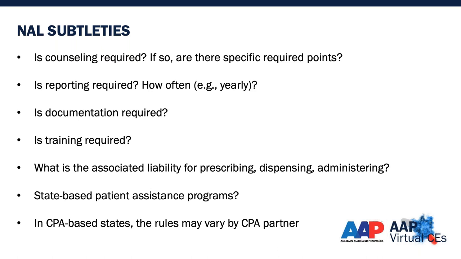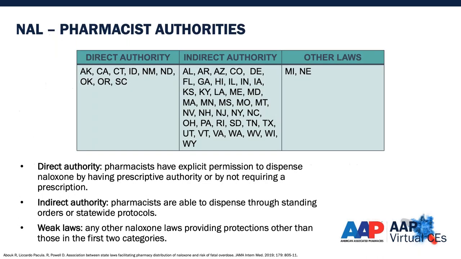In some states, again, there's indirect authority. In some states with indirect authority, naloxone access laws only permit pharmacists to dispense naloxone through standing orders in an inpatient setting. So you can see it can even vary by the setting, and as an outpatient community pharmacist, this may not even apply to you. So even though I go to this slide and it looks like there are three buckets, there are tons of these subtleties that are really important if you're looking to engage in advanced naloxone dispensing.